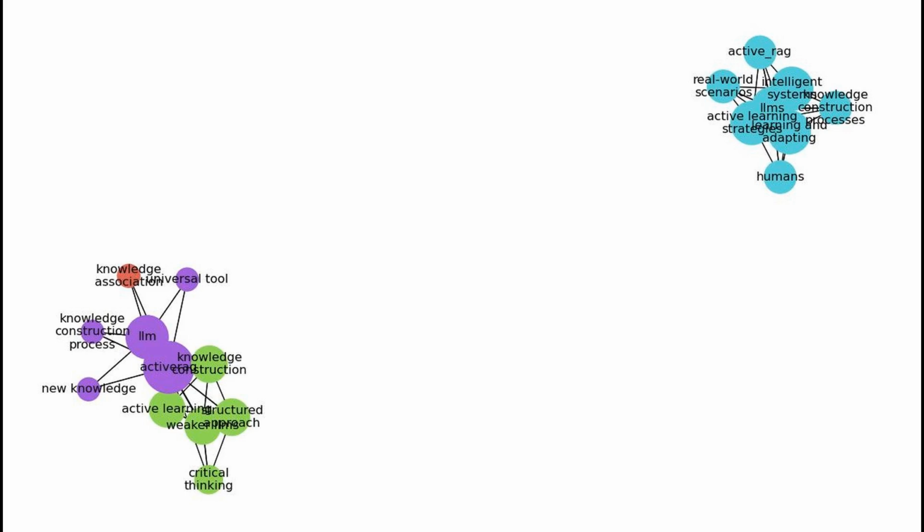In experiments, ActiveRAG has been shown to improve the performance of weaker LLMs, like Llama, by using its knowledge construction outcomes. This indicates that even models with less capability can benefit significantly from the structured approach of ActiveRAG, which helps them learn actively and think critically about the information they receive.